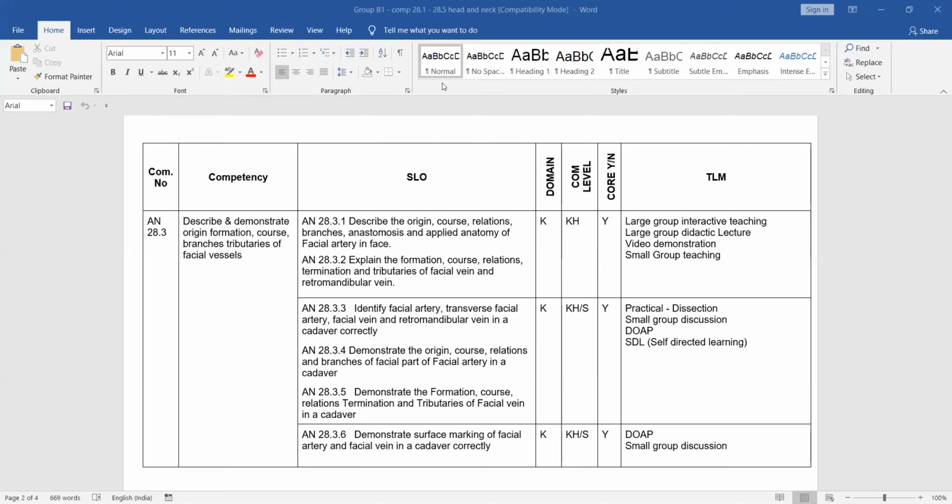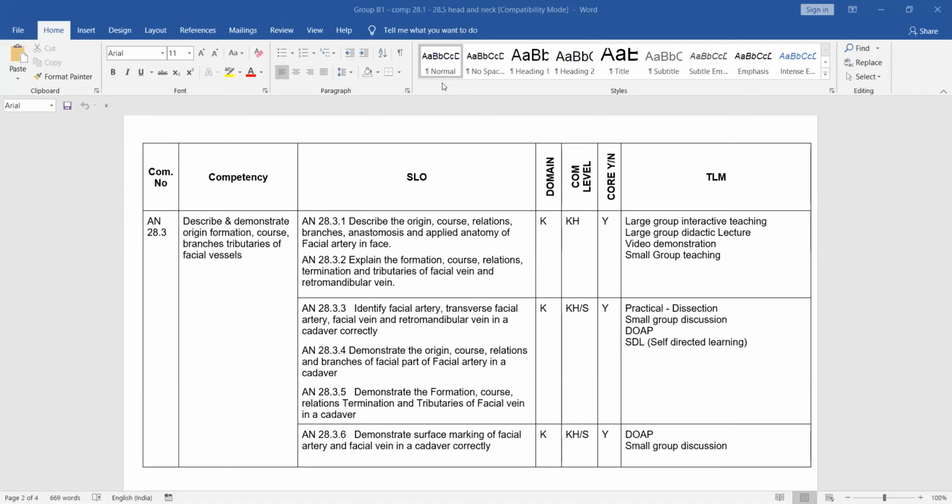So even that applied anatomy aspect can be split. If we write anatomical basis of A, B, C, D, there's no harm in writing that way, because it becomes absolutely clear what is expected of a student to learn and what the teacher has to teach. So it becomes very easy, and simultaneously that is going to help us in assessment also. Yes, sir. Thank you, sir.